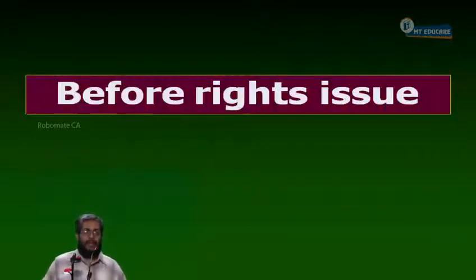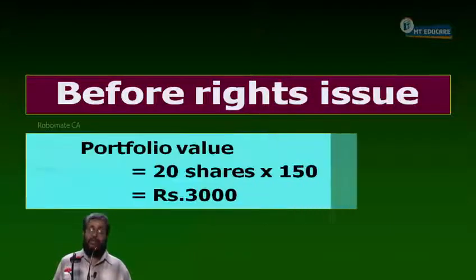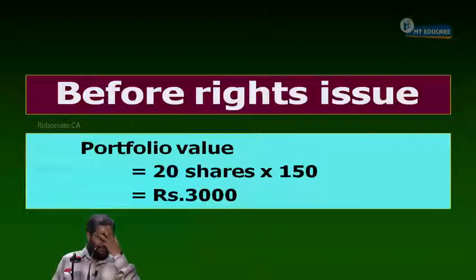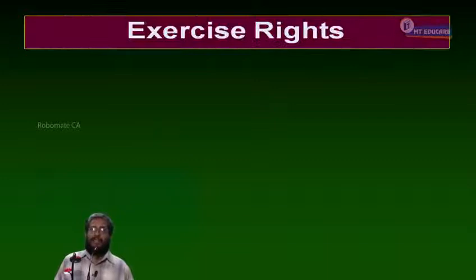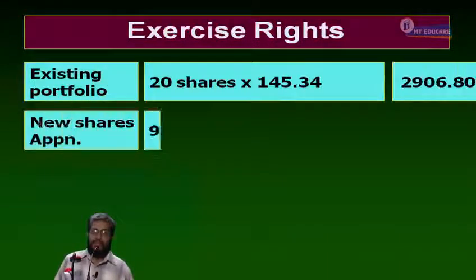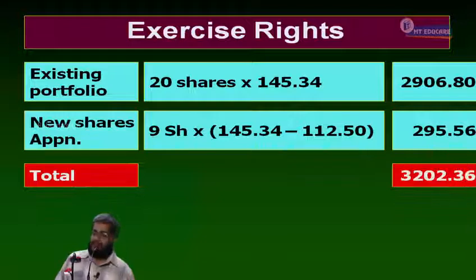Existing wealth is equal to, continue writing, 20 shares into 150. We assume the shareholder is holding 20 shares here. Let's take one shareholder, 20 shares into 150. What is the existing wealth? 3,000. Existing wealth is equal to 3,000. Situation 1. Exercise rights.